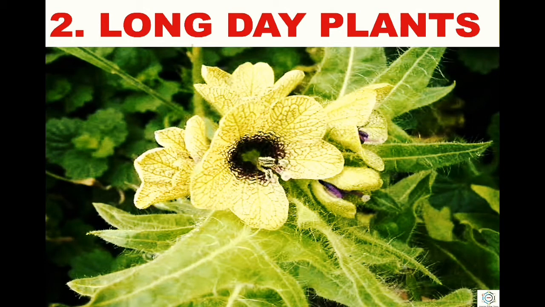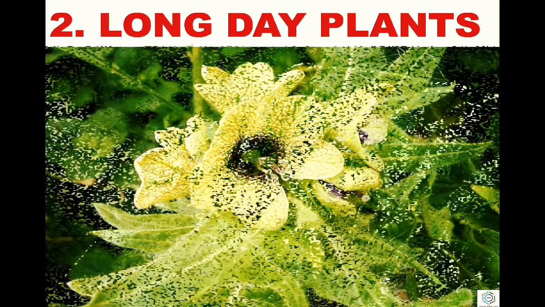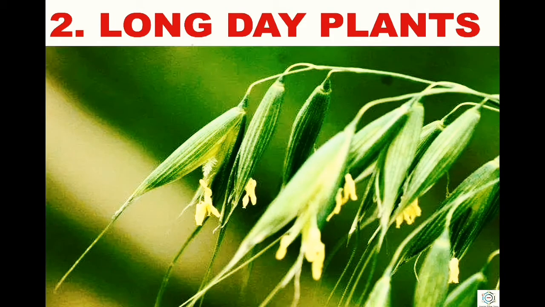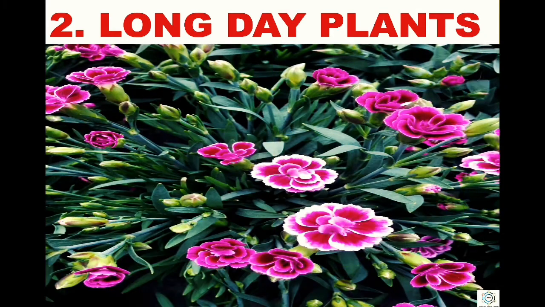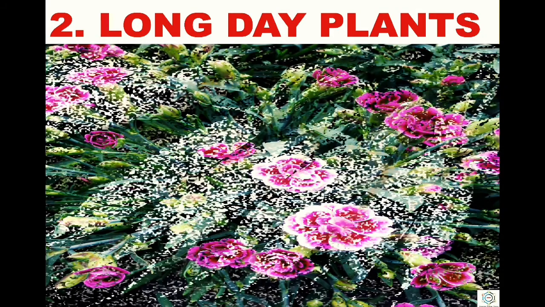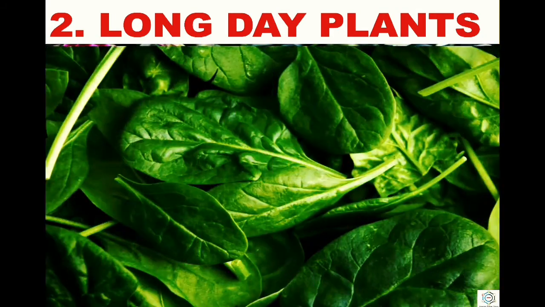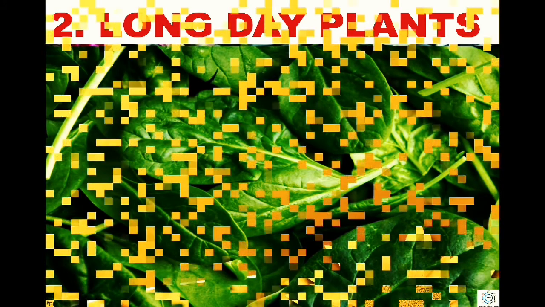Some common examples of the strict long day plants are Hyoscyamus niger, that is henbane, Avena sativa, that is oat, Dianthus superbus, that is carnation, radish, spinach, etc.